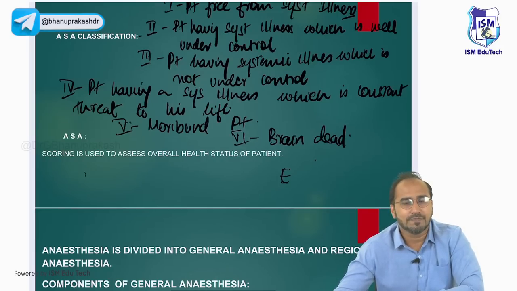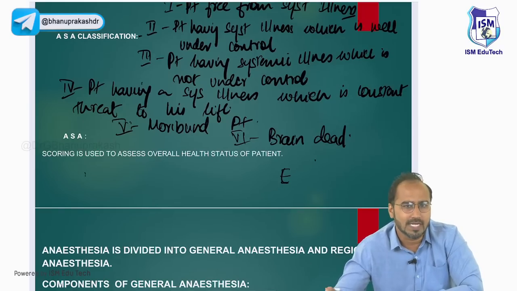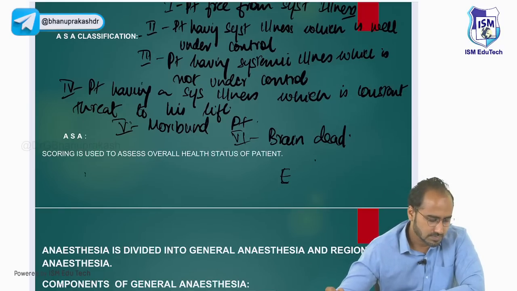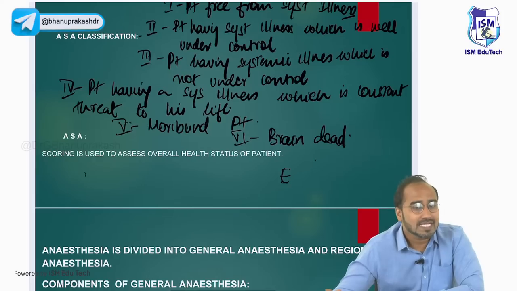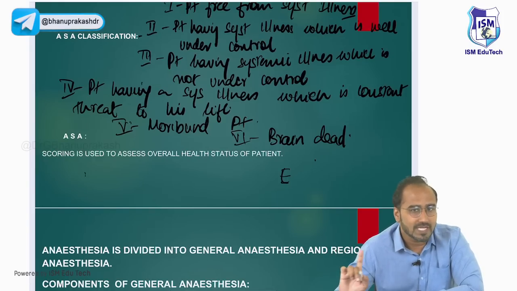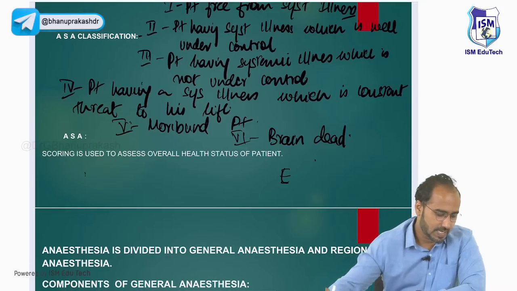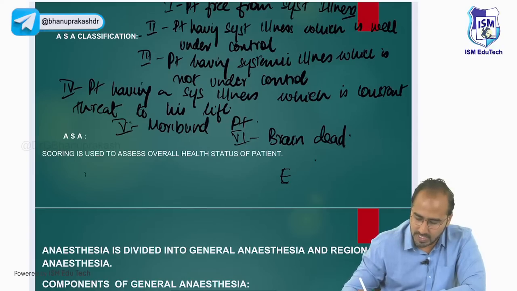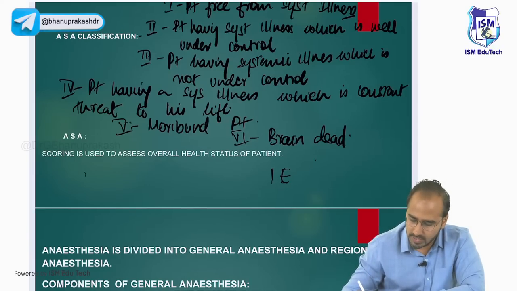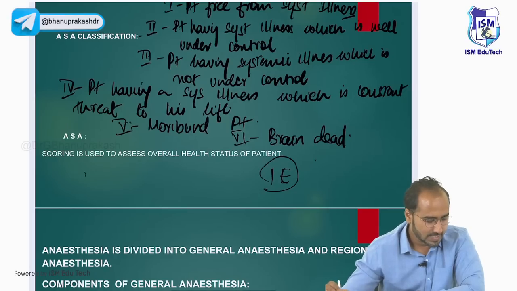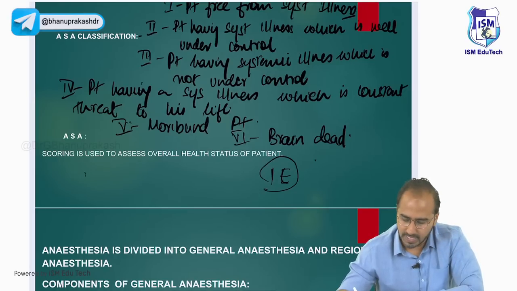But as it is a ruptured ectopic pregnancy, will we just classify it as 1 or 1E? We will classify it as 1E. Guys, remember, ruptured ectopic is not a systemic illness. So we have to remember it's 1E. Ruptured ectopic pregnancy without comorbidities is 1E. Is this thing clear, guys? Yes or no?